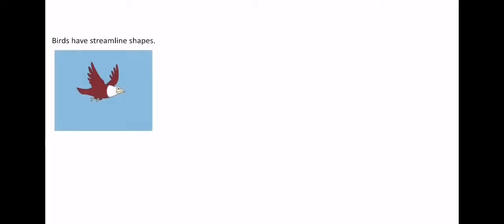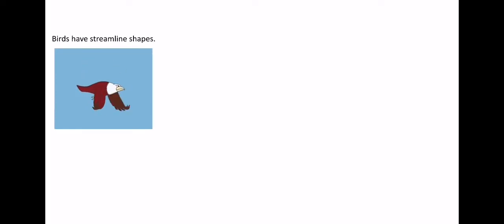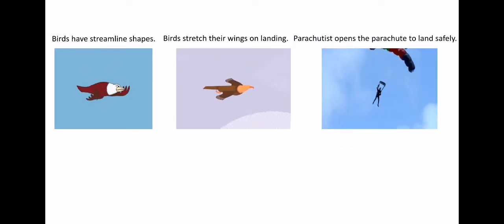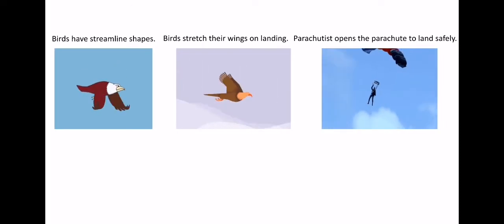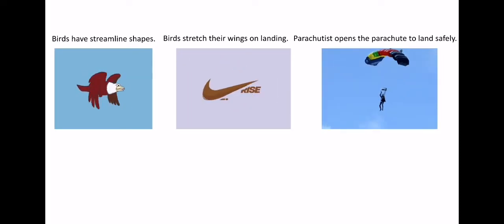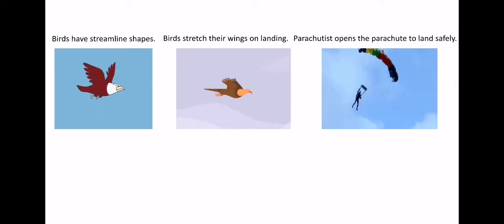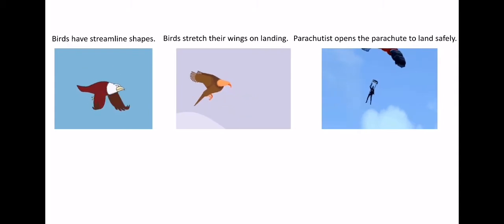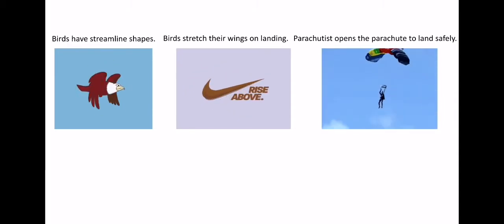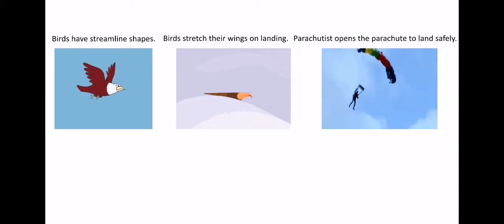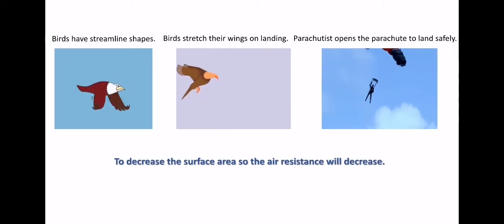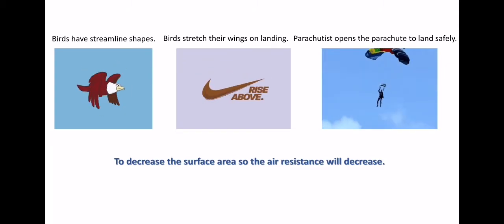We also have birds, which have streamlined shapes, and birds stretch their wings on landing, and a parachutist opens the parachute to land safely. Why do the birds have streamlined shapes, or why do the birds stretch their wings on landing, or why does the parachutist open the parachute to land safely? To make what? To decrease the surface area so the air resistance will decrease.